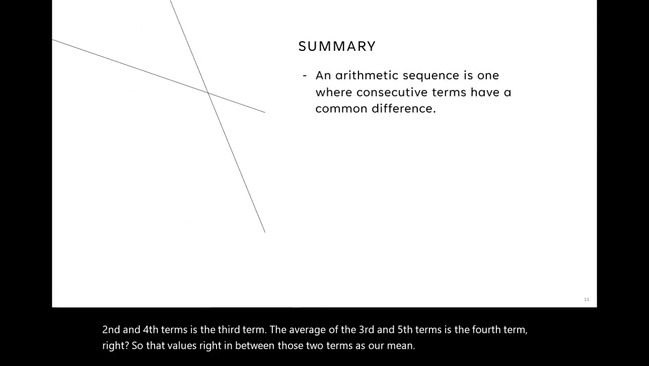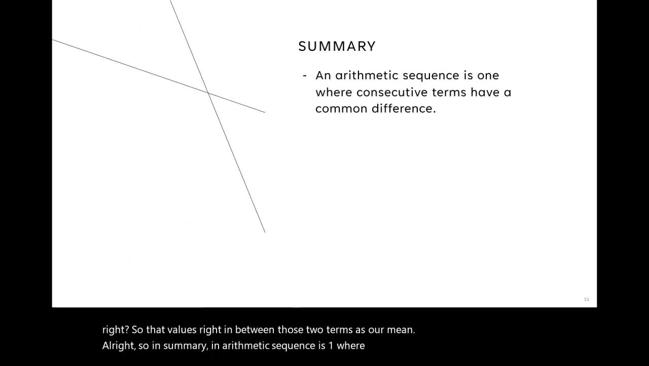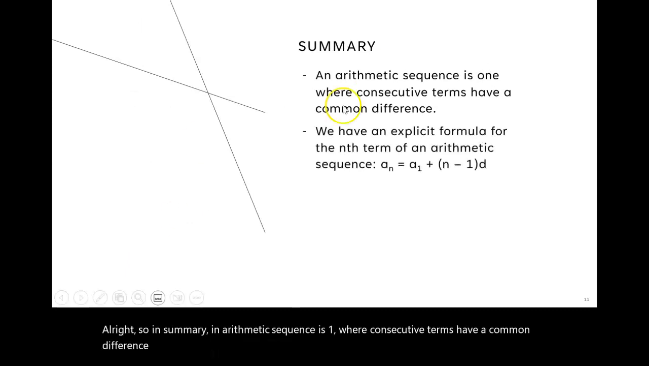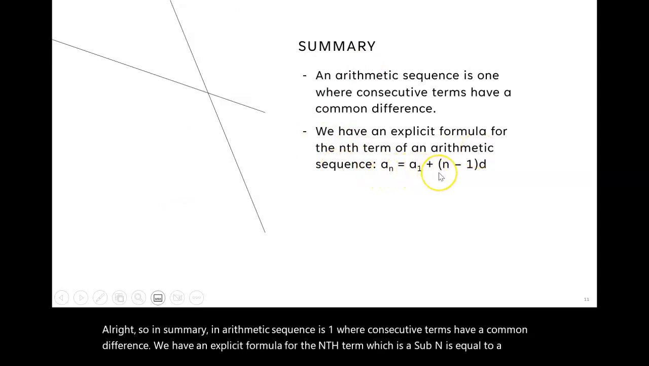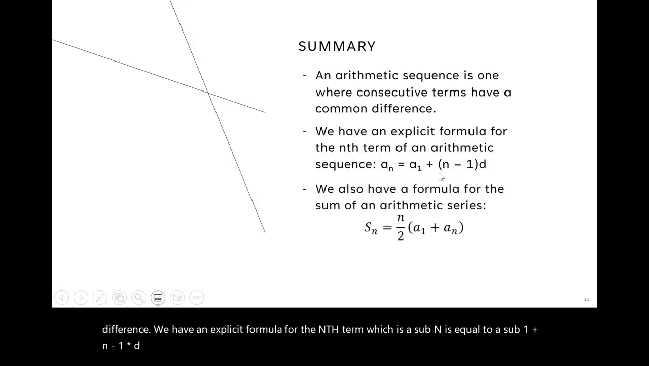So in summary, an arithmetic sequence is one where consecutive terms have a common difference. We have an explicit formula for the nth term, which is a sub n is equal to a sub 1 plus n minus 1 times d. And we also have a formula for the sum of an arithmetic sequence, which is n over 2 times a sub 1 plus a sub n.